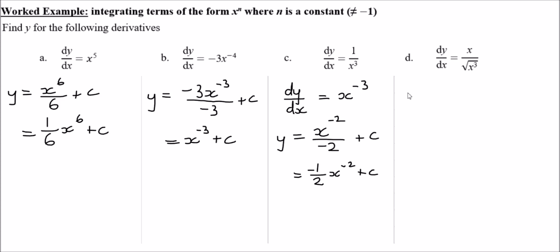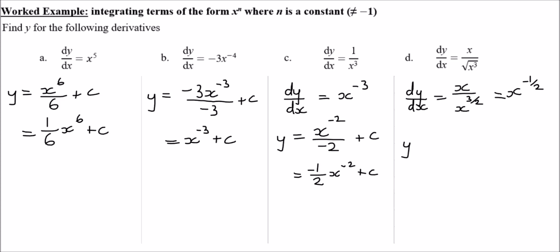Lastly, this one, again, I'd write this in index form. So we have x over x to the power 3 over 2. Remember, square root means to the power half. So cubed, then power a half. 3 times a half gives us 3 over 2. When we're dividing with indices, remember, we do the top power subtract the bottom power. So 1 minus 3 over 2 would be x to the power minus a half.